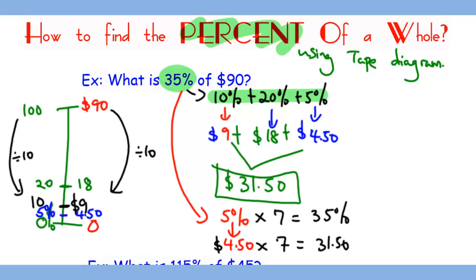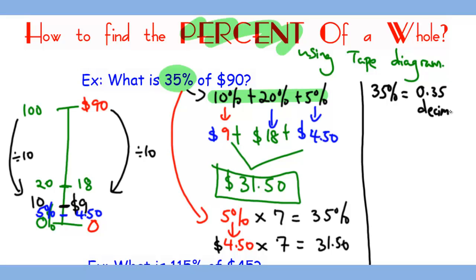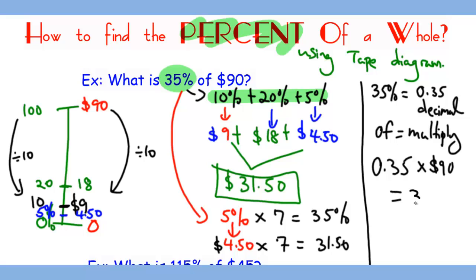Besides doing it one part at a time, you can also do this mathematically and on a calculator by knowing that 35% equals 0.35 in decimal, and of means multiply. So 0.35 times $90 will give you $31.50.